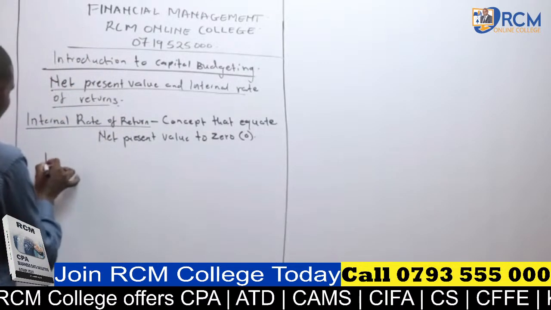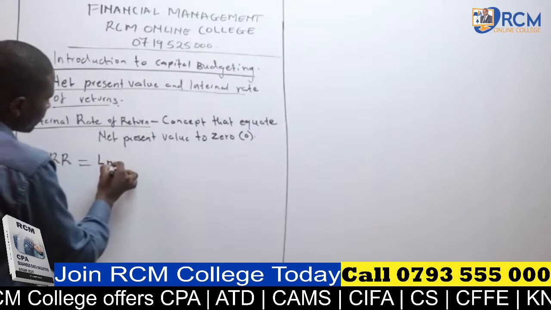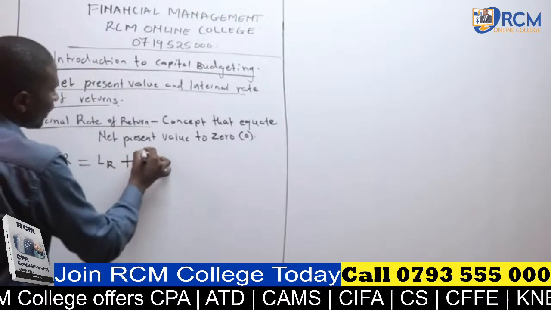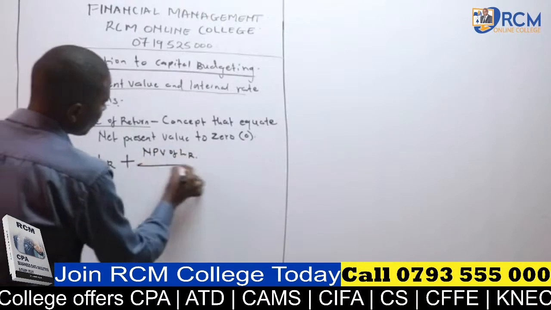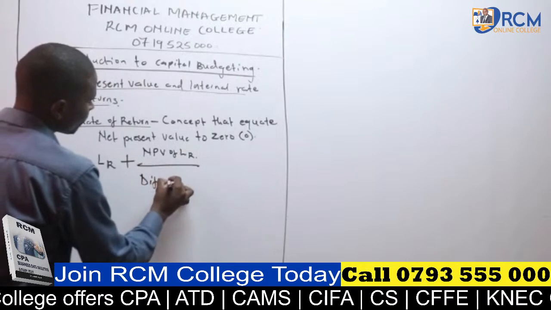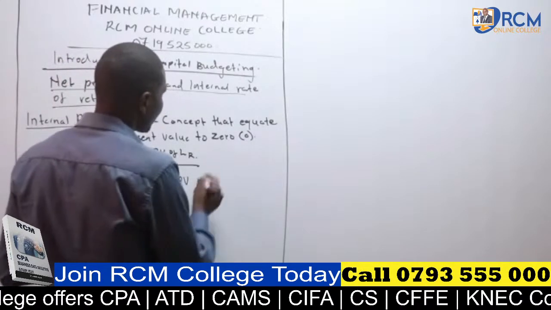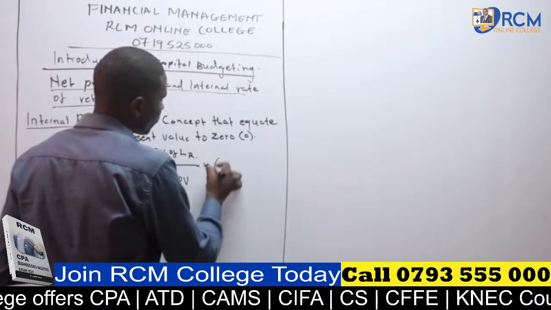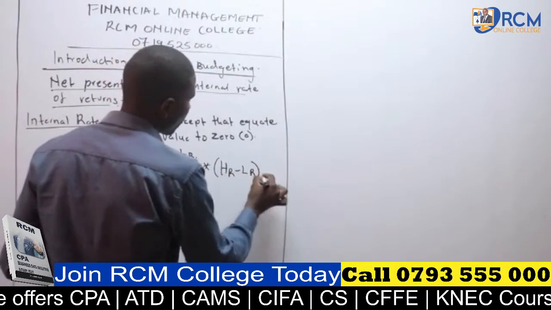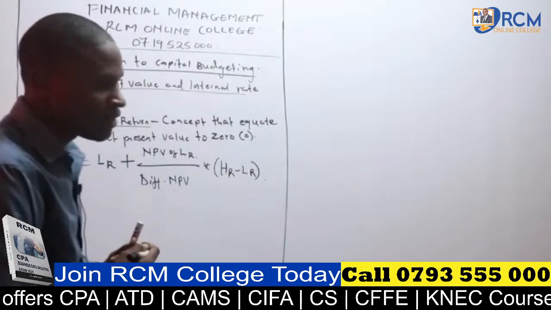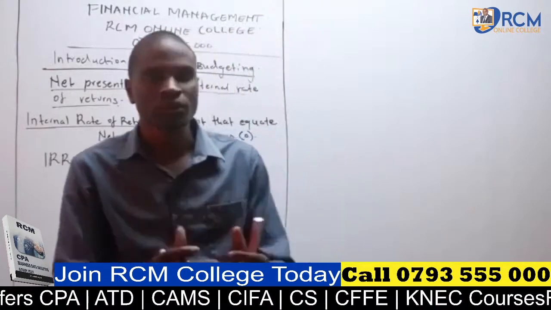So internal rate of return, represented by IRR, is given by the lower rate. We shall be looking at it. You add the NPV of the lower rate divided by the difference in NPV, and then you multiply by the higher rate minus the lower rate. This formula is golden for you to understand as far as the internal rate of return is concerned.